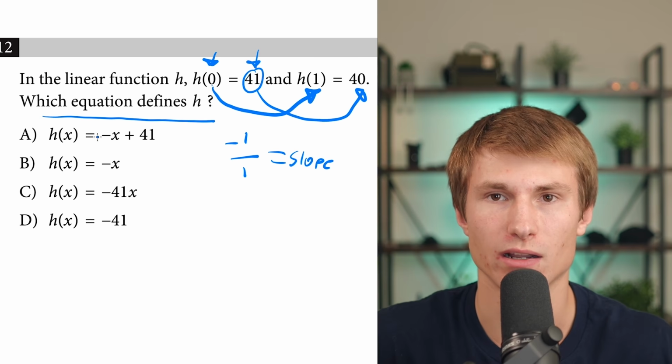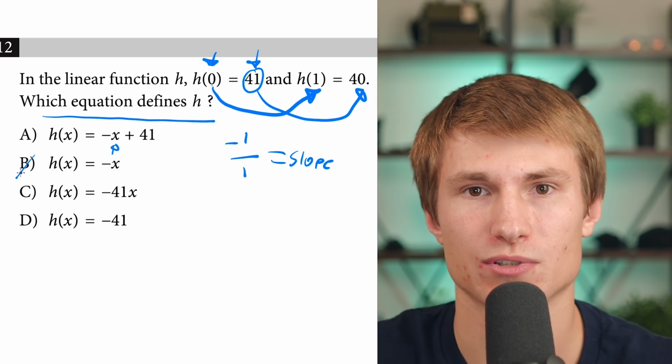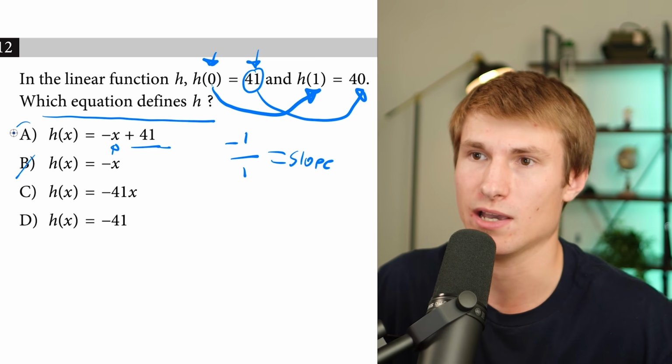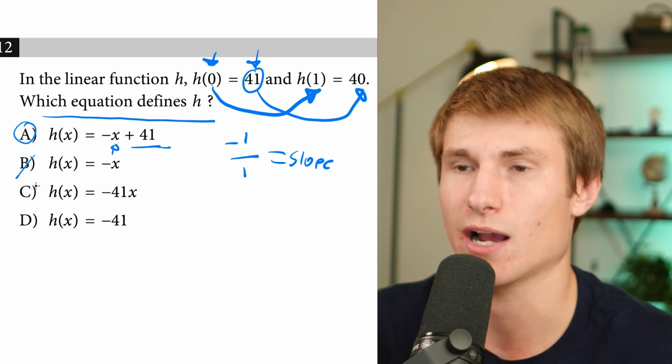It's very easy to define this equation. We're going to have that negative x as our slope. So B is incorrect because it doesn't have that 41 as our y-intercept. A is our correct answer there. We've got negative x as the slope plus 41 as the y-intercept. The answer has to be answer choice A.